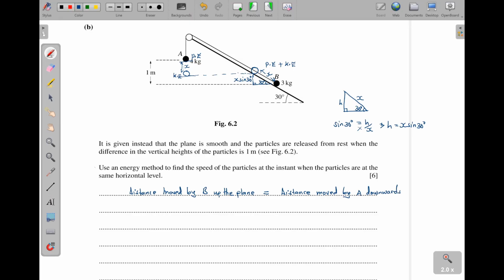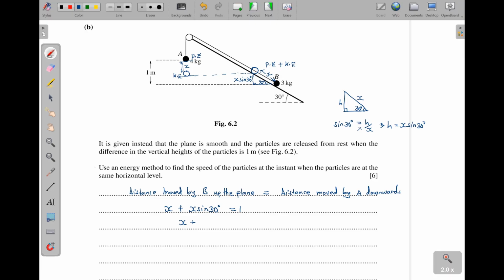What I've written here is actually for this. I have X here and then I have X here. Now if this is 1 meter here, we have this distance X and then this one here. That means when I add them, I get that one. So I will have X plus X sine 30, and this will be equal to 1.